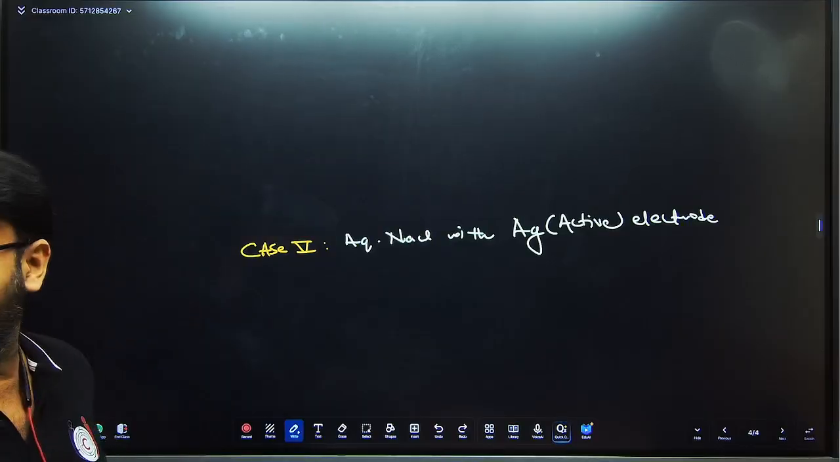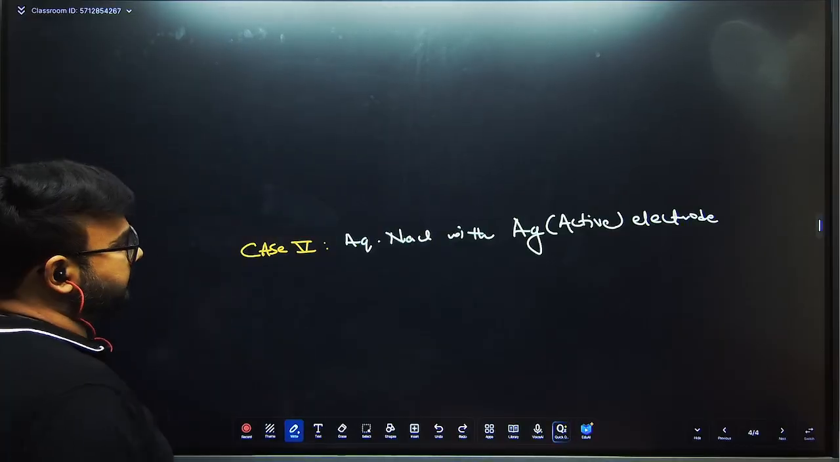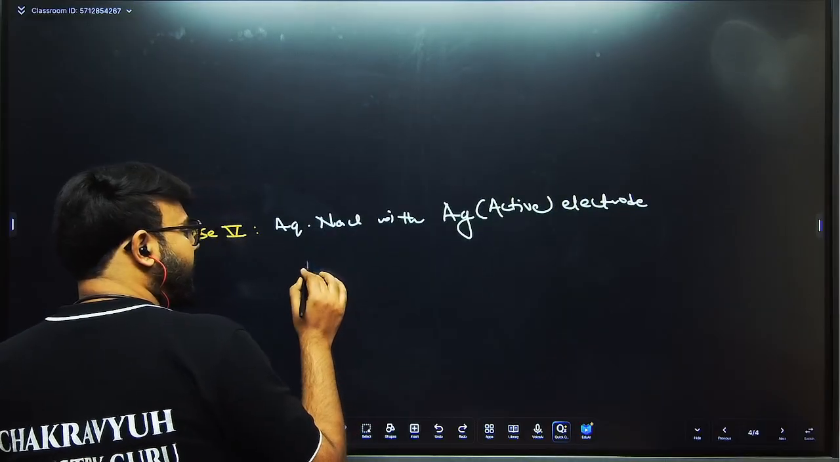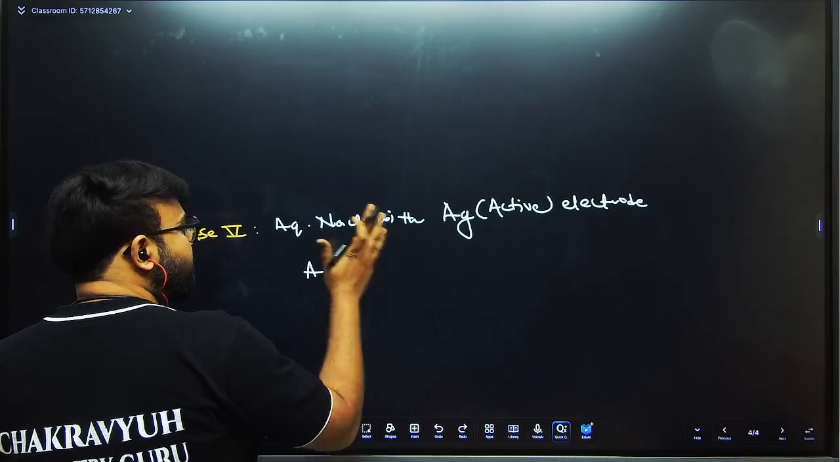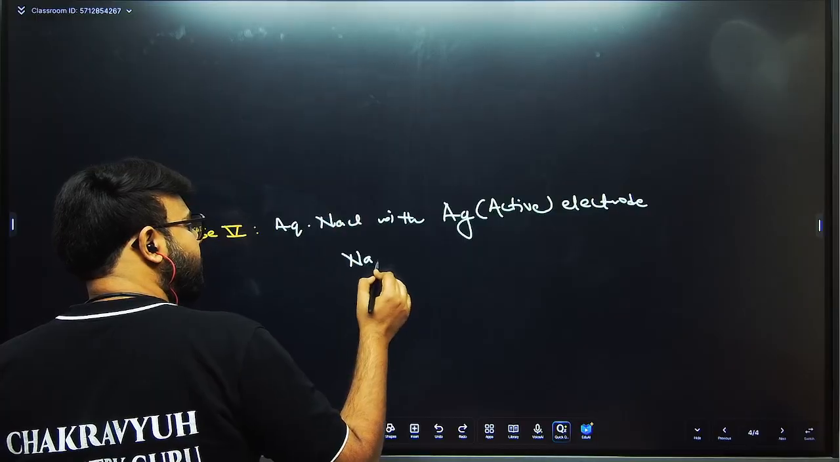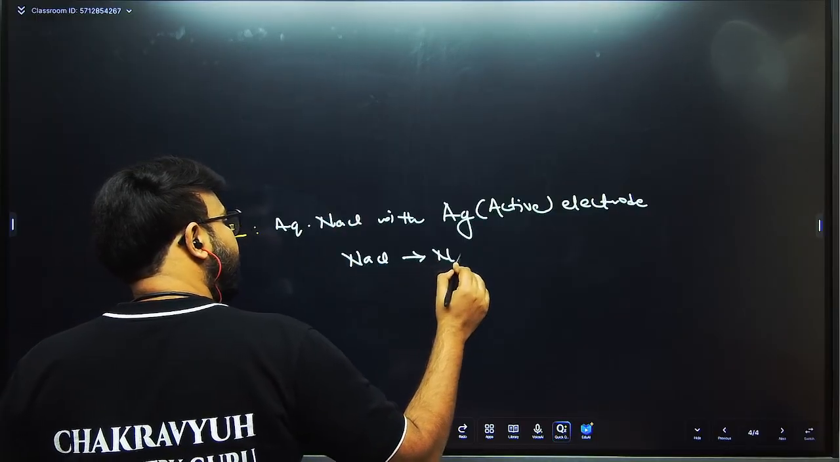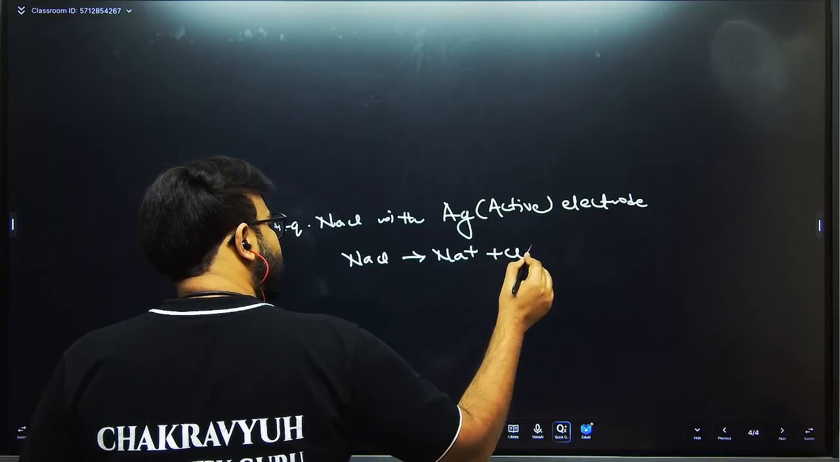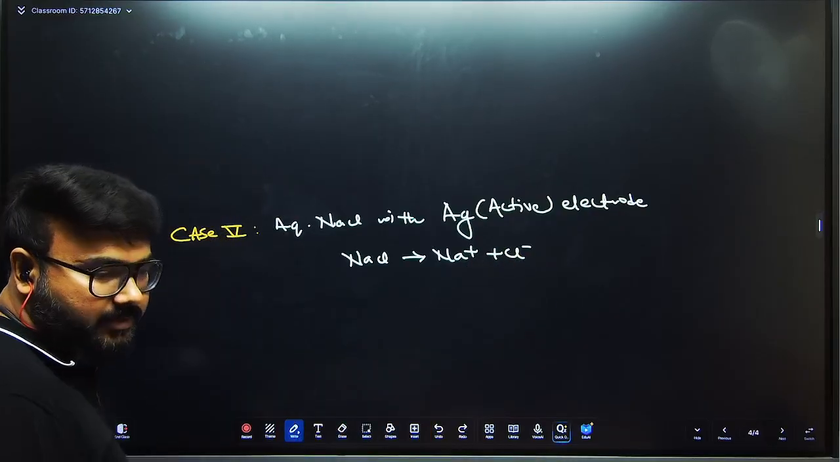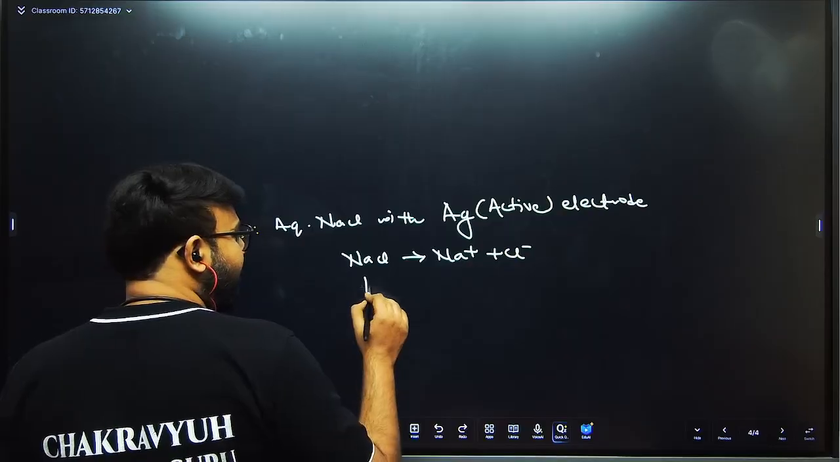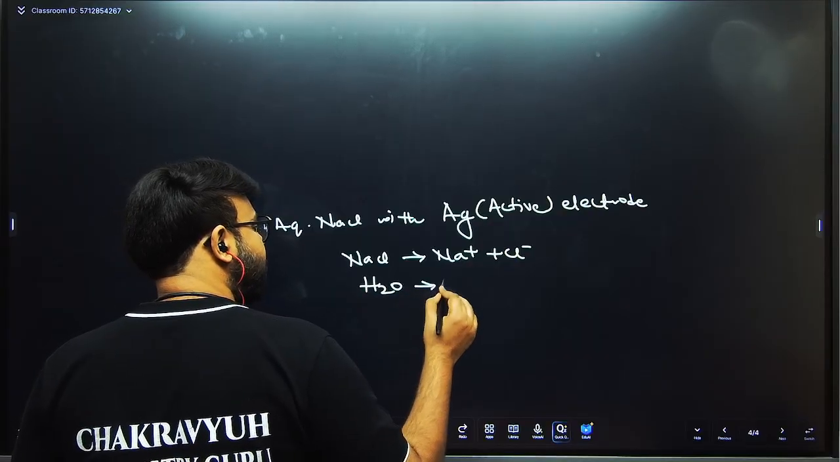So aqueous NaCl with active electrode Ag. Ag is one of the... So how will NaCl dissociate? Na+ and Cl-. I think I wrote this so many times. How will H2O dissociate, because it's aqueous?